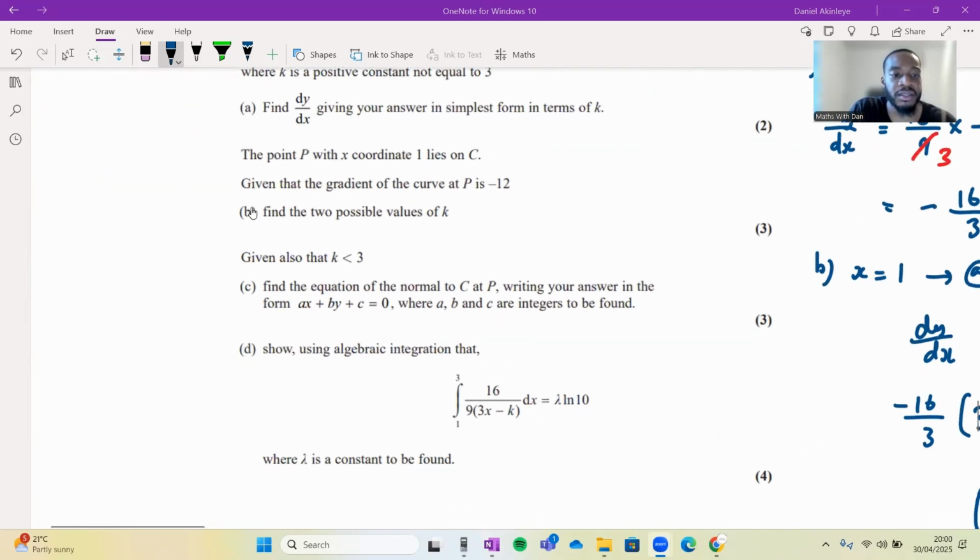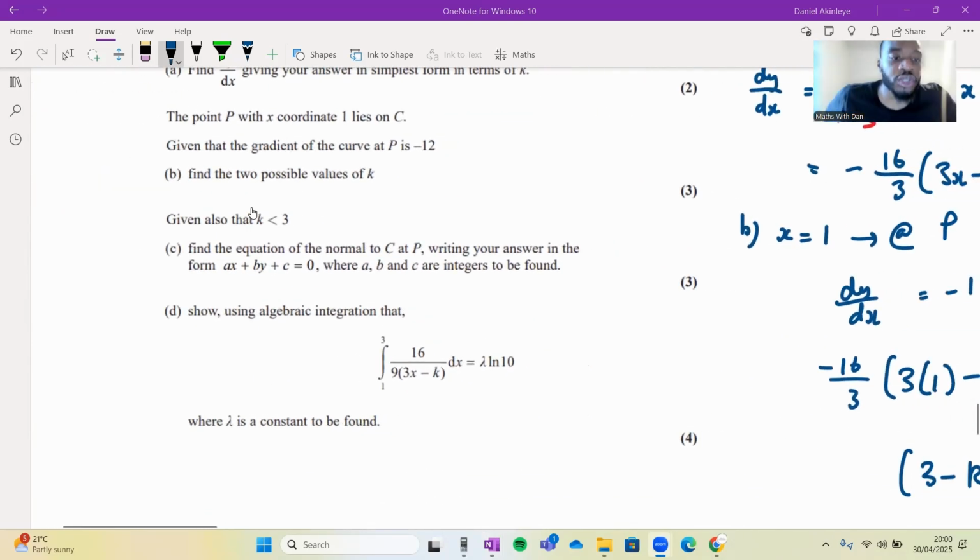And then part C. It's given also k is less than 3. Find an equation of the normal to C at P, writing your answer in the form ax plus by plus c is equal to 0.